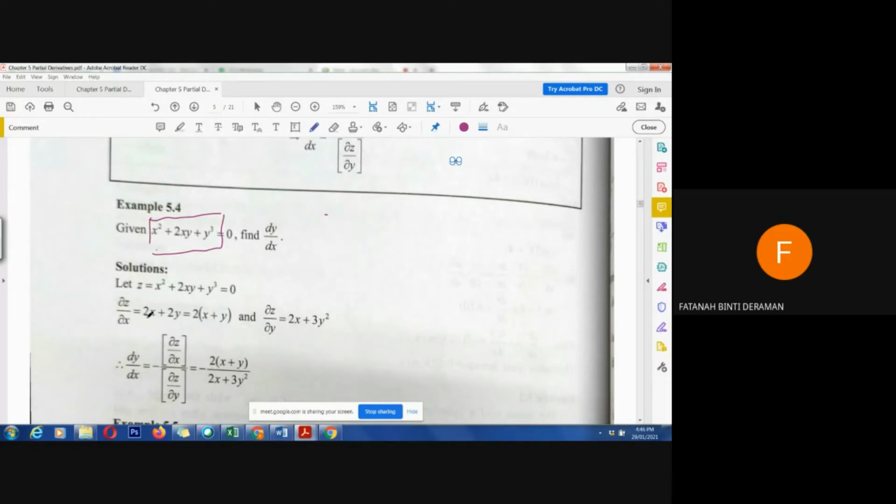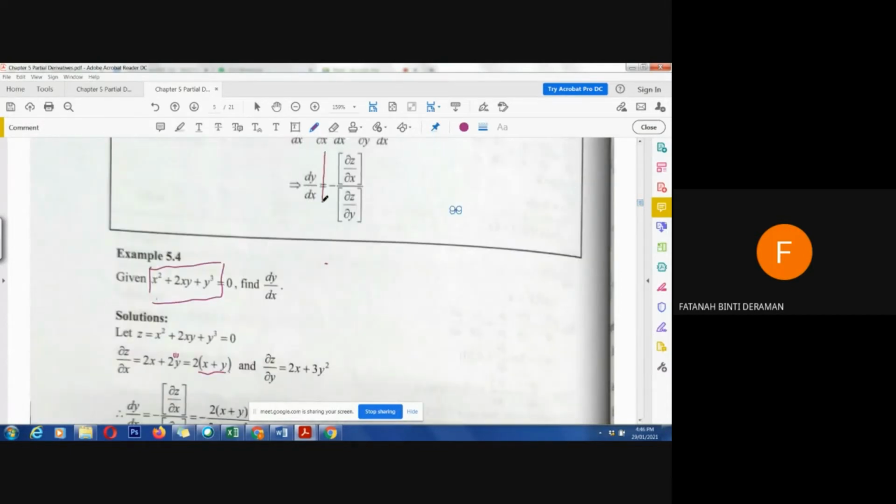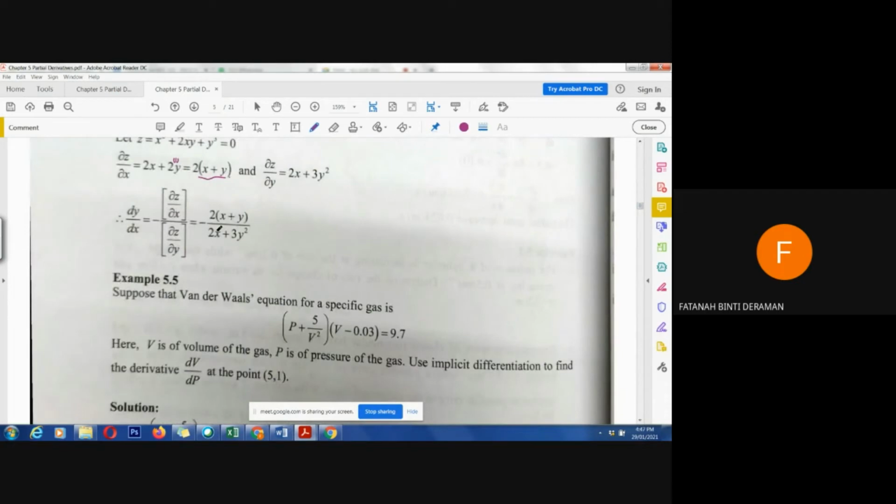In this function we have x, so we differentiate, this gives 2x. Then the function y will be a constant. We differentiate x, we get 1, and then simplify, we get this. For dz/dy, we will have 2x plus 3y squared. So with respect to y, here we get 0, here we get 2x, and here we get 3y squared. So to find dy/dx, we just put in this formula, negative dz/dx over dz/dy. Just put in this formula, so that is our final answer, right?